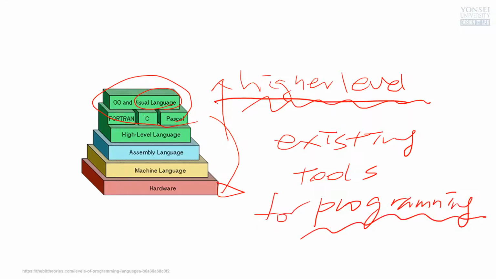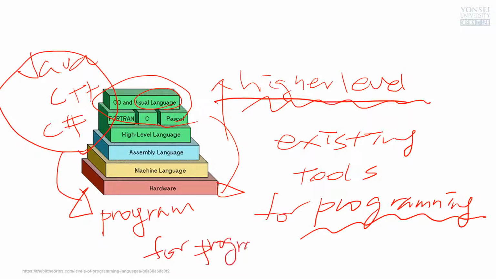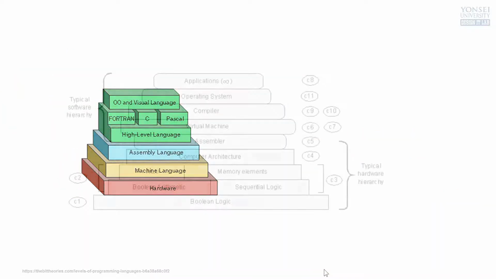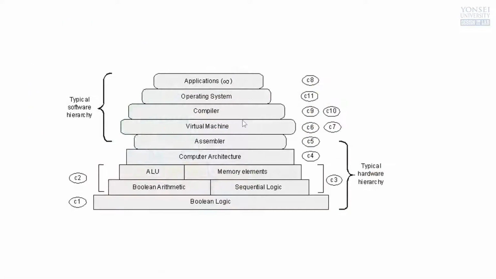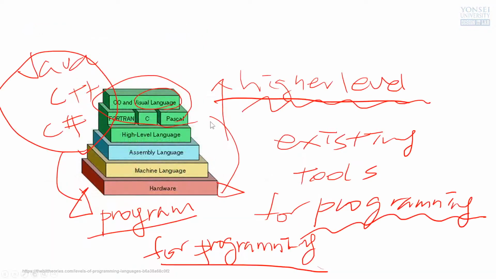So think about this. Computer programming languages, for example Java, C, C++, C#, Python, those computer languages can be used for programming. Program for programming. This is very important. What we need to use is computer programs for computer programming. Okay, that's my point. So what we need to do now is take a look at some mechanisms in these higher level things.